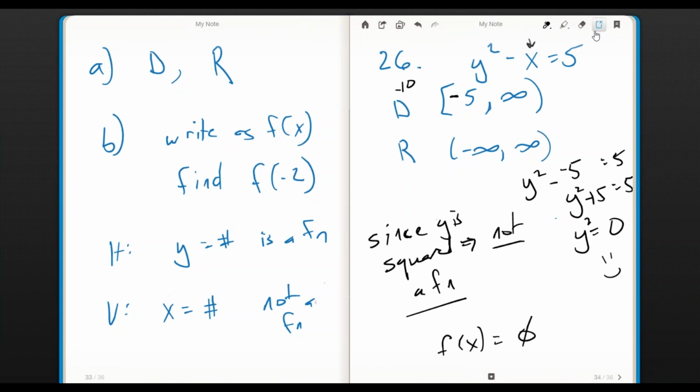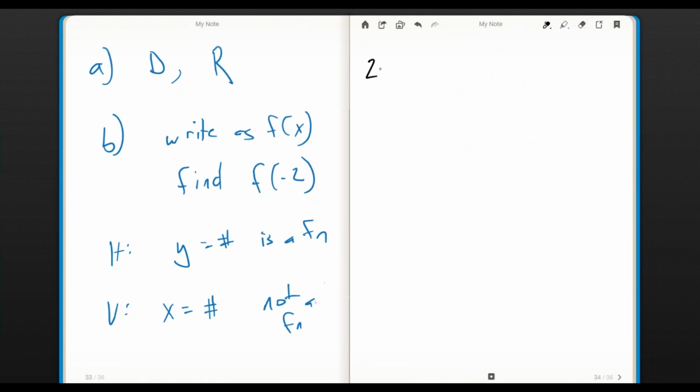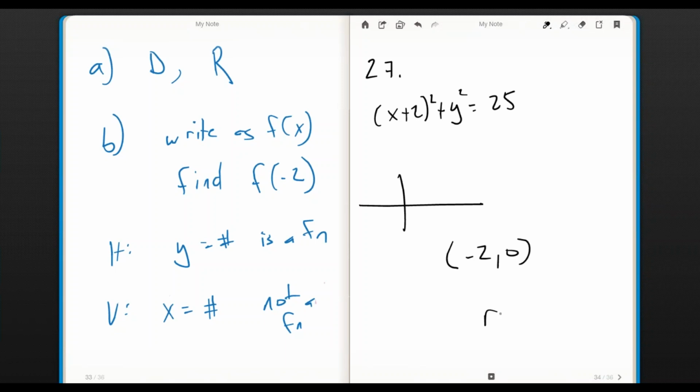All right. Number 27, you'll find very easy, I hope. The equation is x plus 2 squared plus y squared equals 25. We've talked about this, right? It's a definition. It's the equation of a circle. The center is negative 2, 0. The radius is 5.